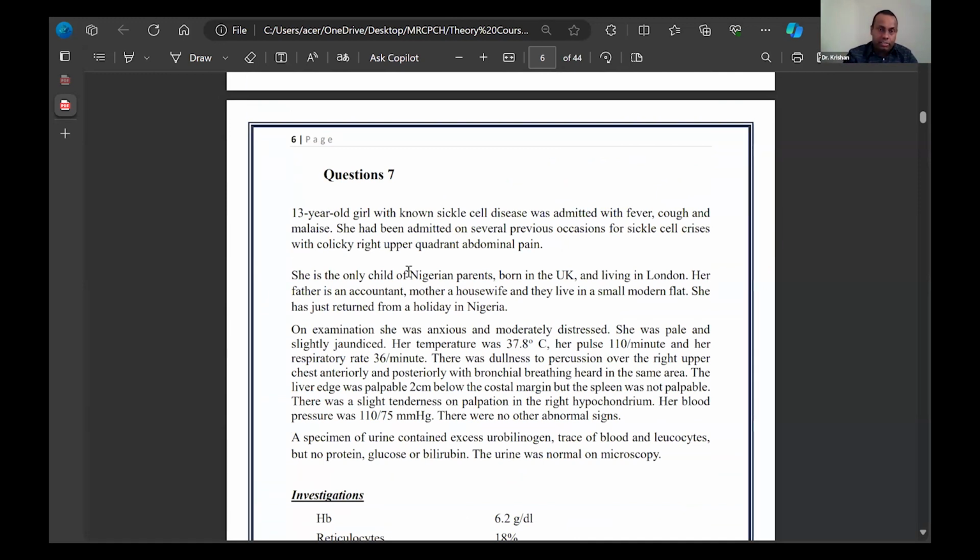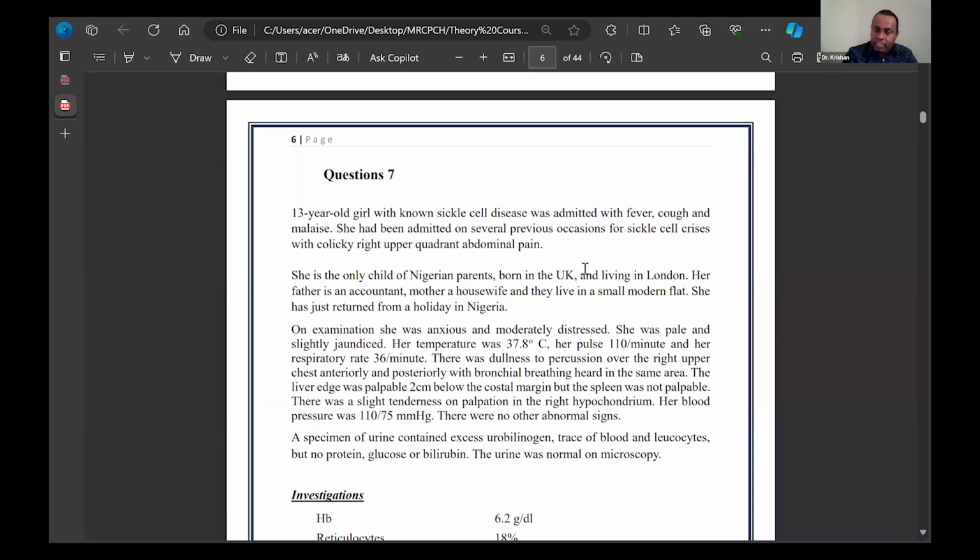cough, and malaise. She has been admitted on several previous occasions for sickle cell crisis with colicky right upper quadrant abdominal pain. She is the only child of Nigerian parents, born in the UK, living in London. Her father is an accountant, mother is a housewife, and they live in a small modern flat. She has just returned from a holiday in Nigeria.